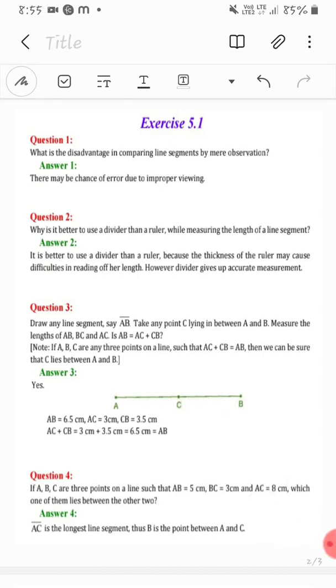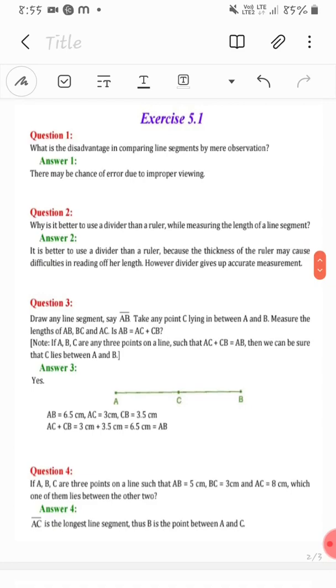Question number 3. Draw any line segment, say AB. Take any point C lying in between A and B. Measure the length of AB, BC and AC. Is AB equal to AC plus CB? A note is given: if A, B, C are any 3 points on a line such that AC plus CB is equal to AB, then we can be sure that C lies between A and B. Okay, let's take an example.